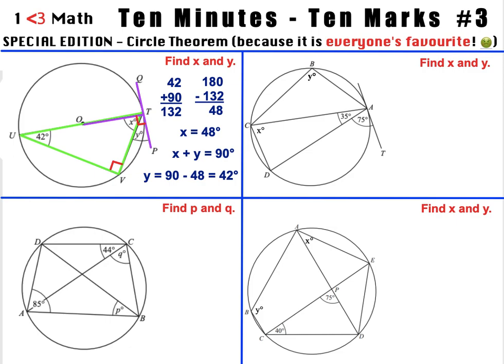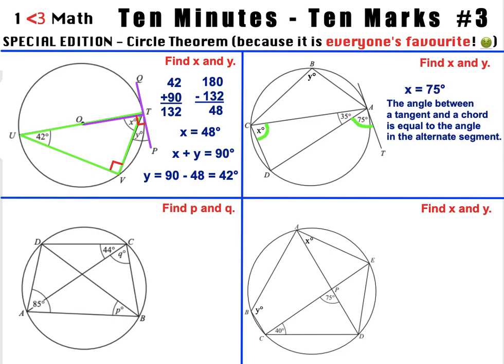We'll move on to the top right question now, where we need to again find x and y. Now, we've got a pair of angles that pair up to find x. X is going to equal 75 degrees. Now, the reason for this is because the angle between a tangent and a chord is equal to the angle in the alternate segment. So basically you've got the angle of 75 that is the angle between the tangent and the chord, and that's equal to the angle in the alternate segment. So basically you've got this situation where we've got x equals 75 degrees.